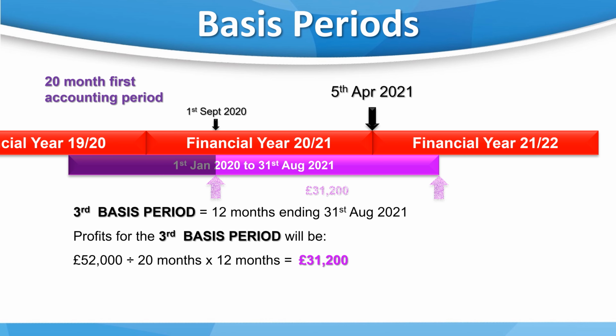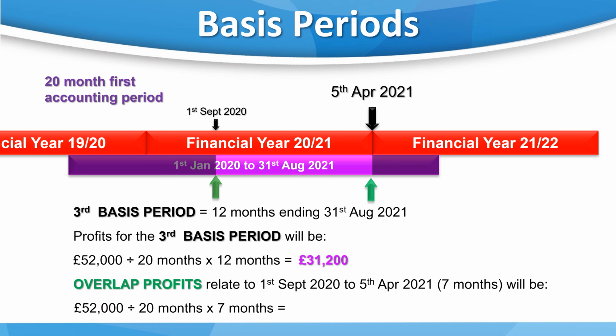This time the overlap profits will be from the 1st of September 2020 to the 5th of April 2021. This is a 7-month period and is £52,000 divided by 20 multiplied by 7, which is £18,200.